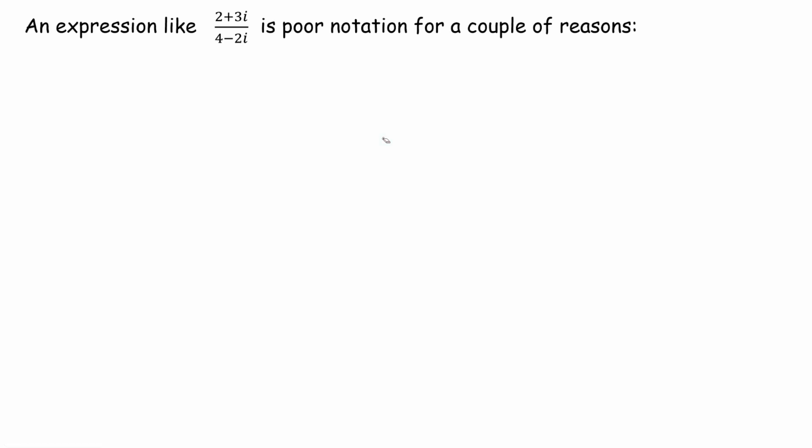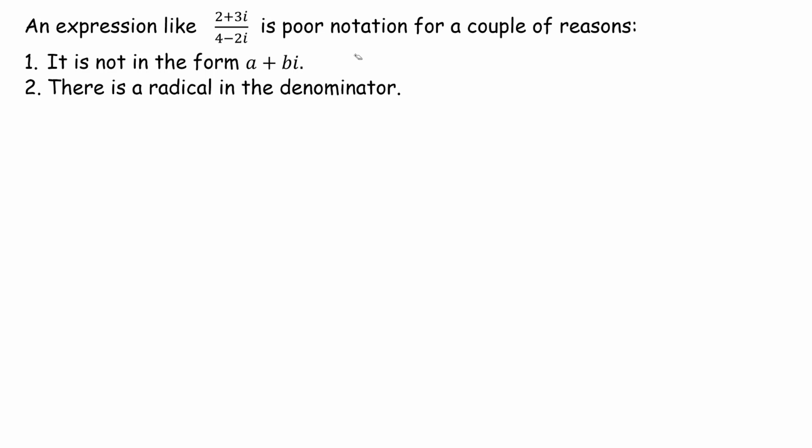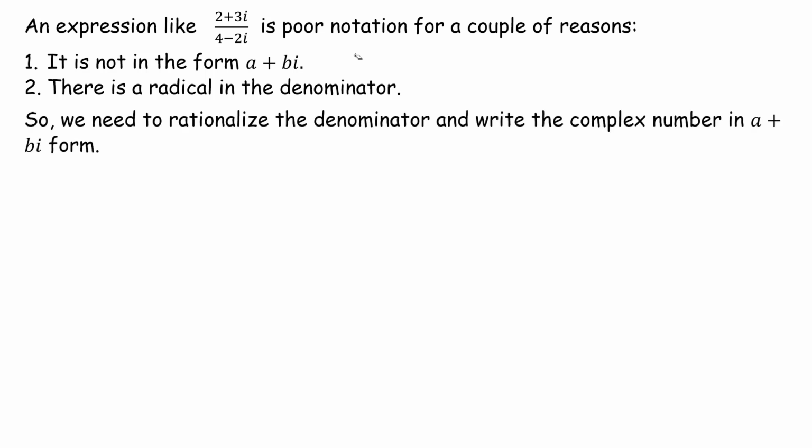An expression like this, which has a complex number divided by another complex number, is not acceptable notation for a couple of reasons. For one, it is not in the form a plus bi, which all complex numbers have to be written in, that standard form with the real part first and the imaginary part second. And second of all, there is a radical in the denominator of this fraction because remember, i is equal to the square root of -1. So right now, this fraction has a square root in the denominator, which we know is not acceptable. So we have to rationalize the denominator and write the complex number in a plus bi form.